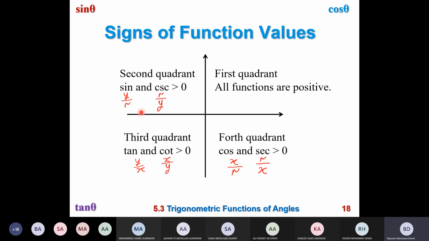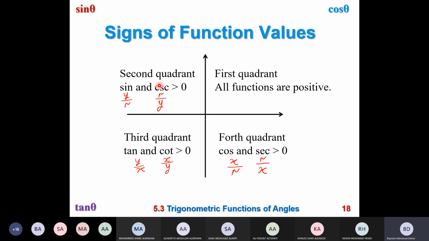only sine is positive, because sine is y divided by r, so the y coordinate of any point in the second quadrant is positive, and r is also positive, so y divided by r will be positive, and r over y, which is cosecant, is positive. We have two functions positive, and all other functions are negative.